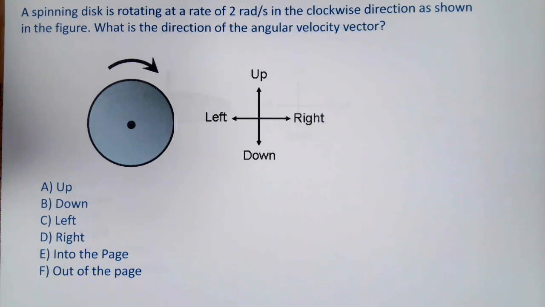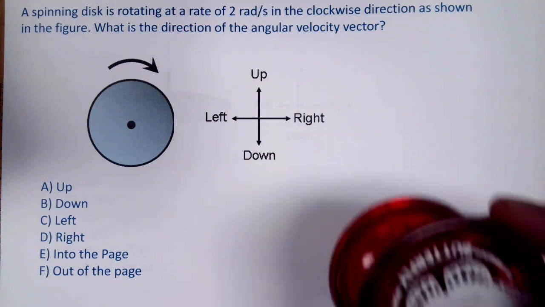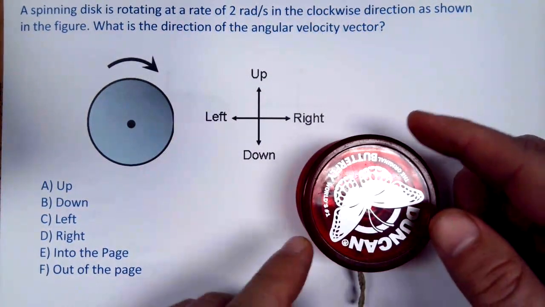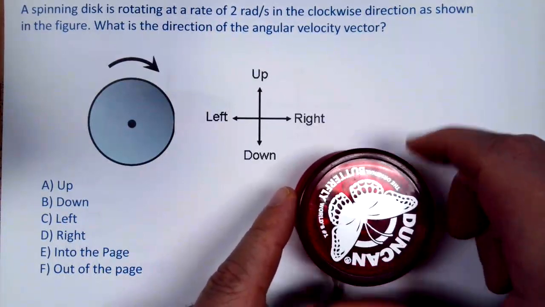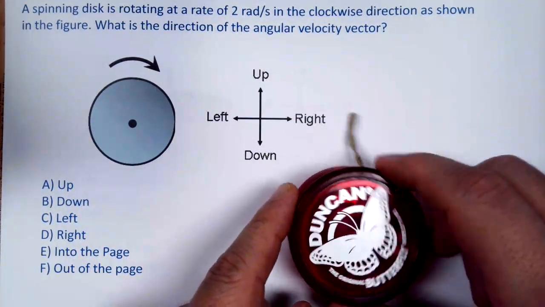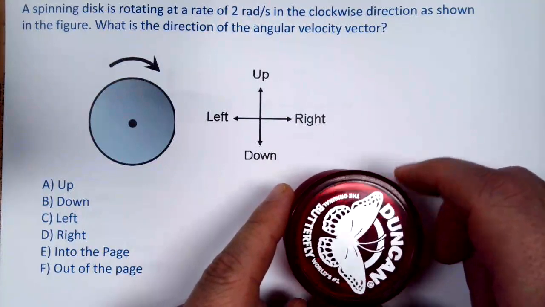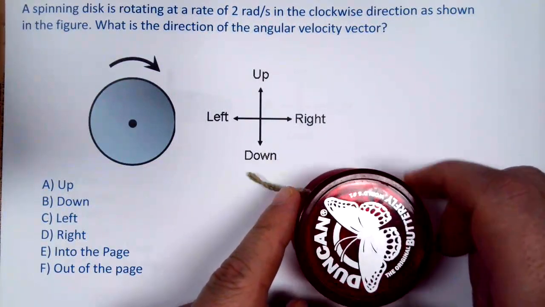Okay, so now we want to think about what is the direction of the angular velocity vector. In order to do this, we use something called the right-hand rule. So our first case, we want to look at a spinning disk, and it is rotating clockwise, as shown below here. So that means the disk is turning like this. So it is turning clockwise. And so we want to figure out what direction is the angular velocity vector.